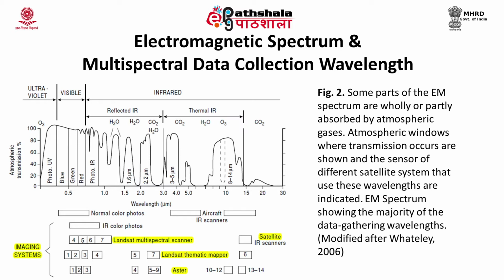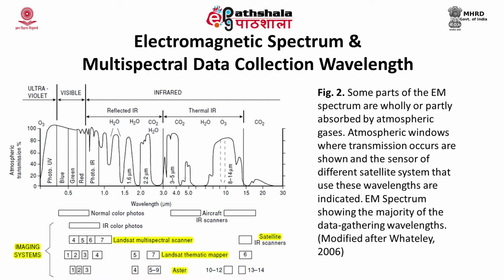And if you go to the far higher side of the infrared, due to the presence of CO2, most of the infrared will get absorbed, and those areas can be used for certain applications. And here if you look at the normal color photo, what we generally see is restricted to the visible band.